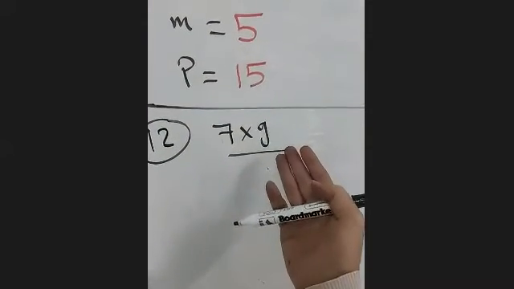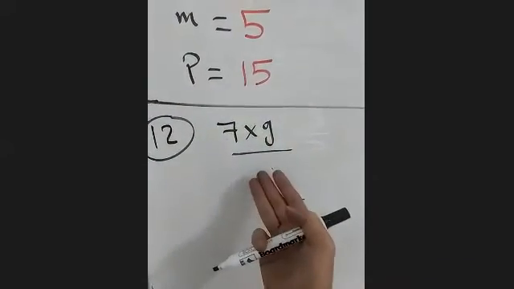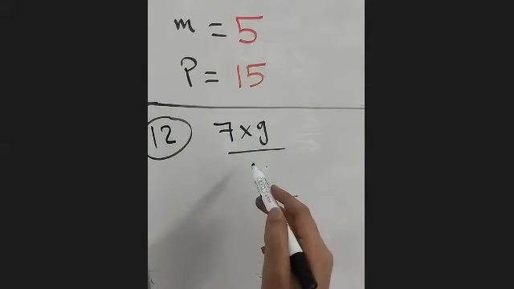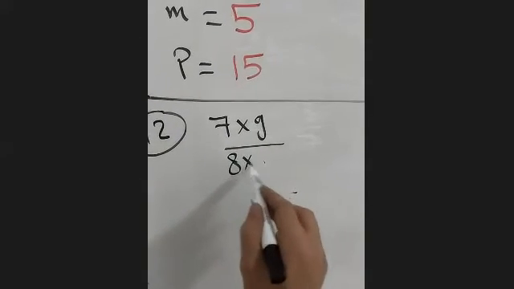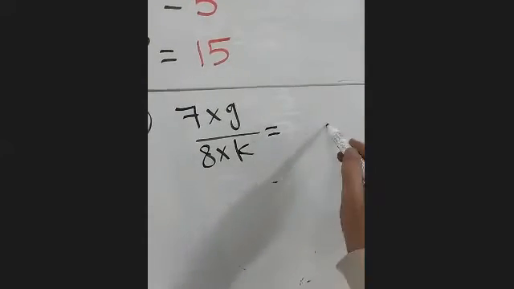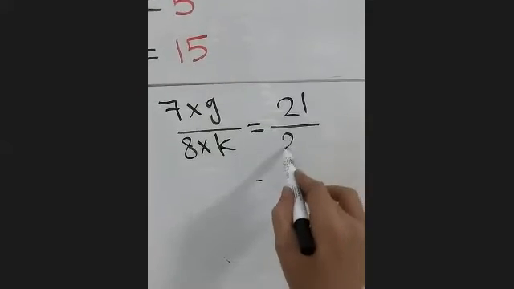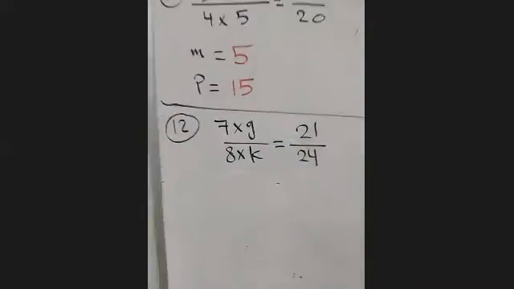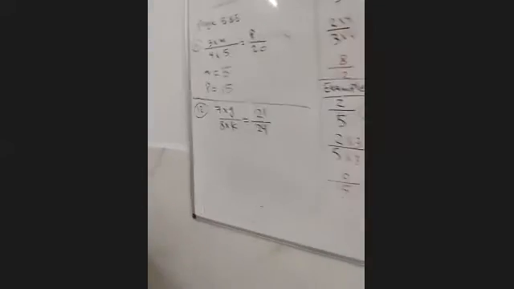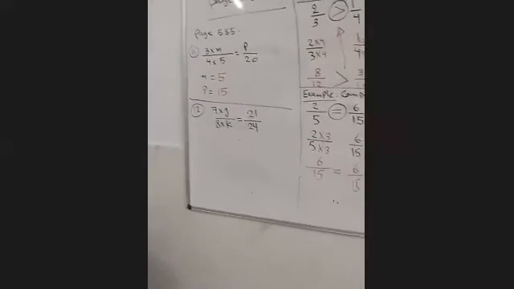No, my son, up and down, you will read 7 over G over 8 multiply K equal what? 21 up and down 24. 21 over 24. Got it? Yeah, 21 over 24. We want to find J and K.